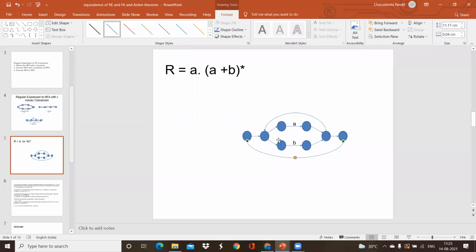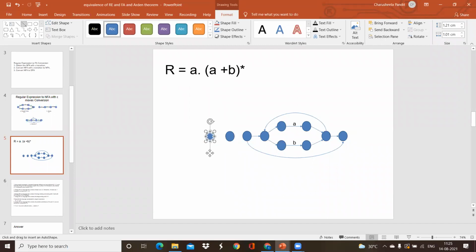But here we have A plus B star, and before that we have a single A. So that we need to show. Here it is a transition for A, and that A is concatenated with A plus B star. So this concatenation is with epsilon.